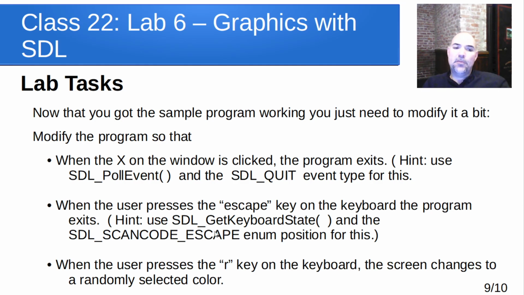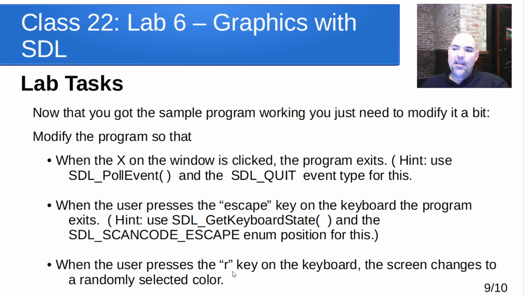There's also a way to do this with keyboard events, where you get a key down event for whatever key you're interested in, and then you can take an action based on that. But I'll let you try to puzzle this out and use Google and libsdl.org's documentation to figure that out. The last thing is, if you can detect the Escape key, then you can just detect the R key. When you press the R, just pick a randomly selected color to change the screen to.